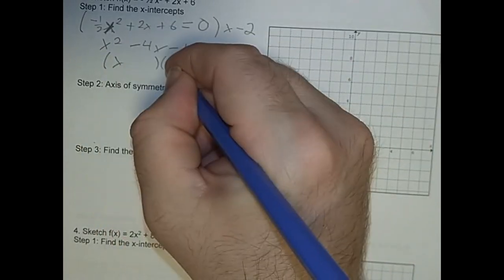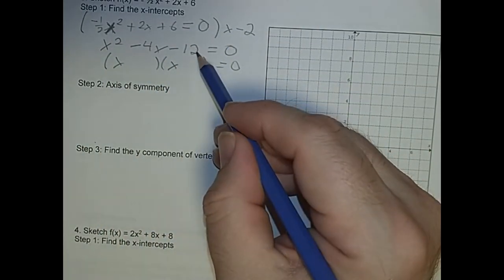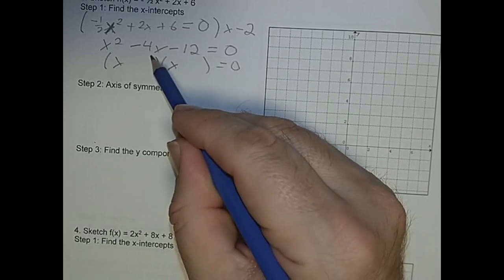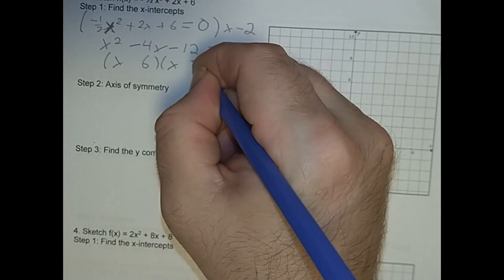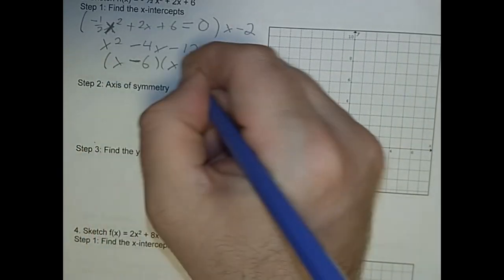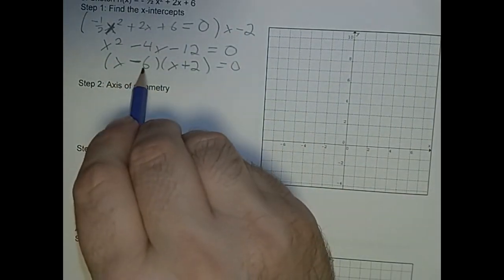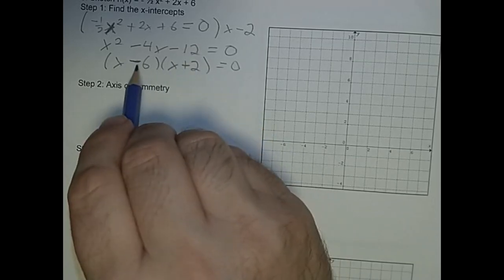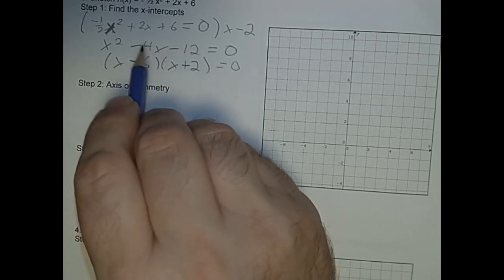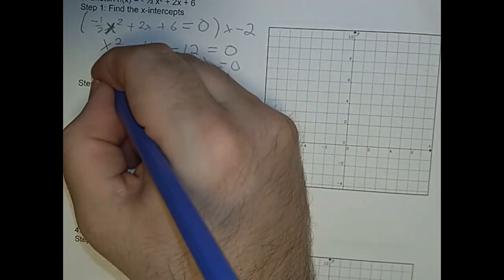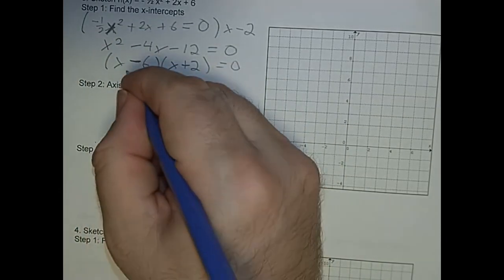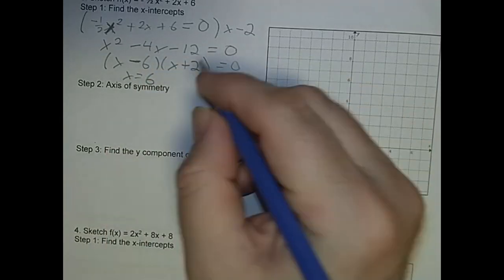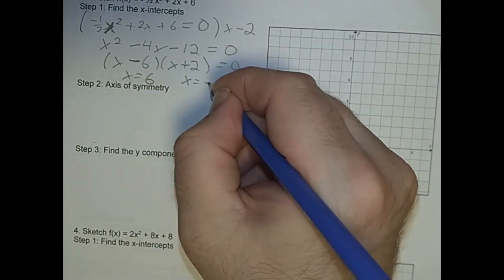So I need two numbers that multiply to give me negative 12, but add to give me negative 4. I keep thinking 6 and 2 probably work, so probably negative 6 and positive 2. Negative 6 times 2 is negative 12, and negative 6 plus 2 is negative 4. When each bracket equals 0, x minus 6 equals 0, so x will equal just the opposite sign, 6. And x here will equal negative 2.